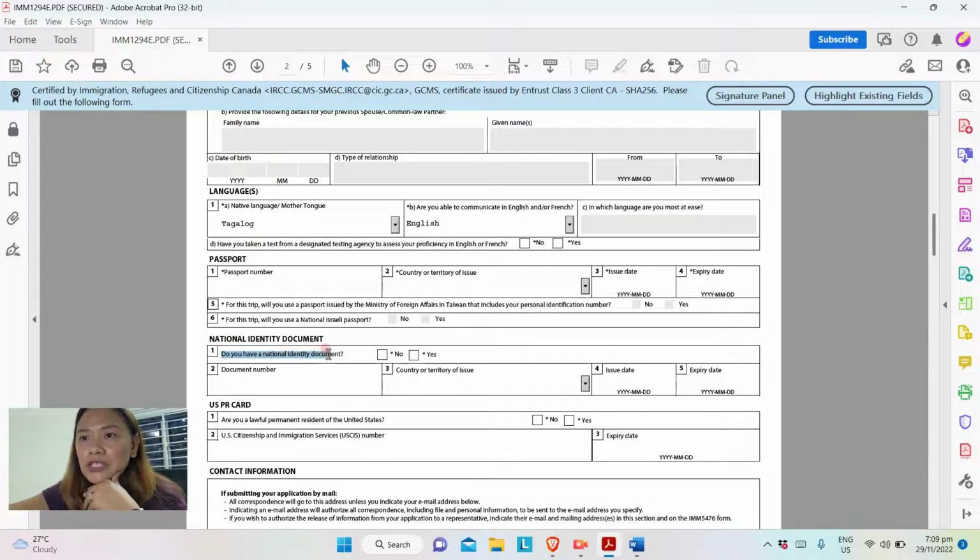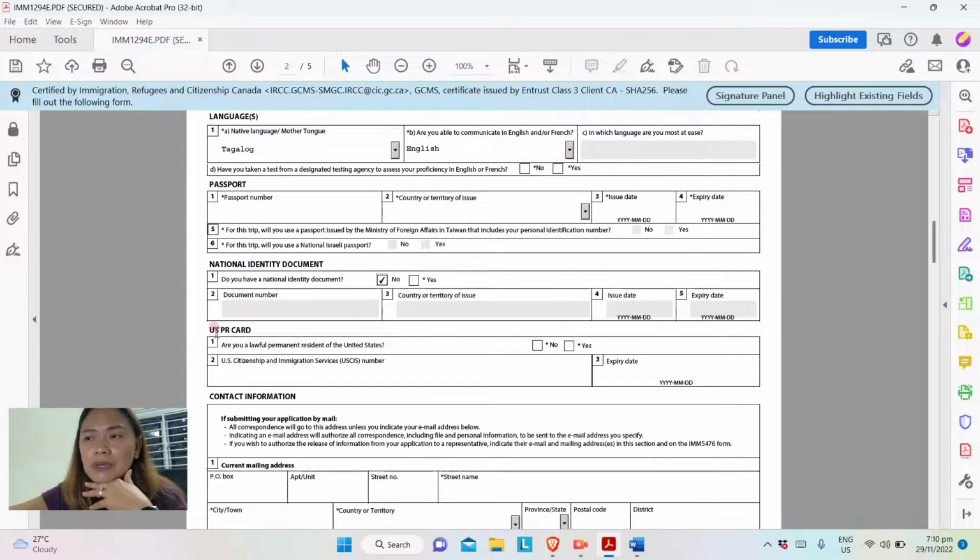This one, do you have a national identity document? For us in the Philippines, I believe they already started rolling out the national ID, but the dilemma for people is, for example, if they answered yes, it is asking for the document number. I'm not sure if there's a number on that ID and the country, but the problem is the expiry date. From what I heard, the national ID in the Philippines doesn't have an expiry date, so they don't know what to do. That's why most of the people will just answer no. Like for me, I also don't have a national ID, so I just answered no. It's not really a big deal.